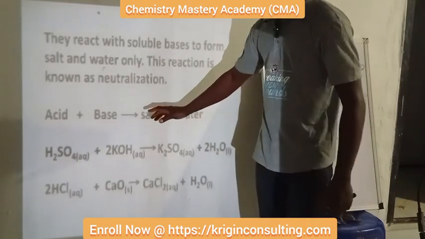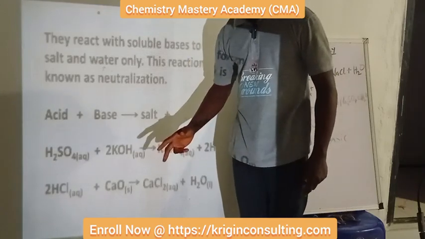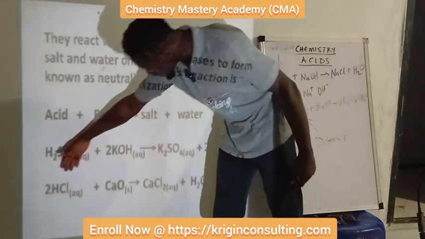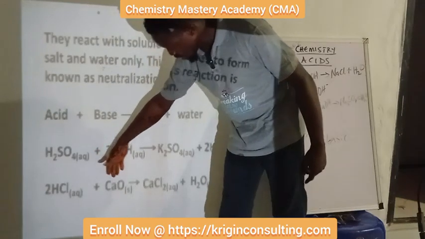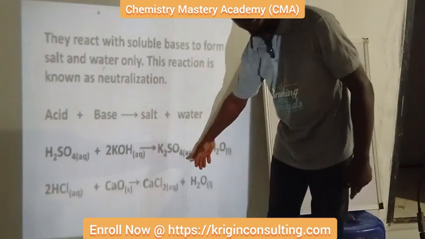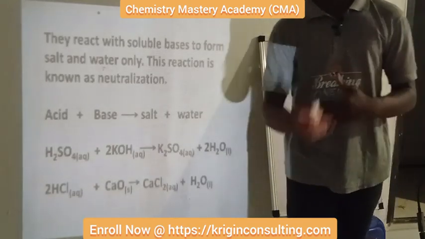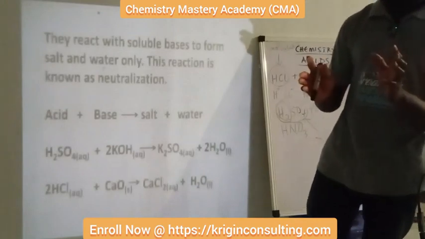Now, it is not only a hydroxide that an acid can react with. An acid can also react with an oxide. Another example, HCl reacting with calcium oxide. Okay? We produce calcium chloride, a salt, and water. Exactly. So acids react with soluble bases to form salt and water only. These are the chemical properties.